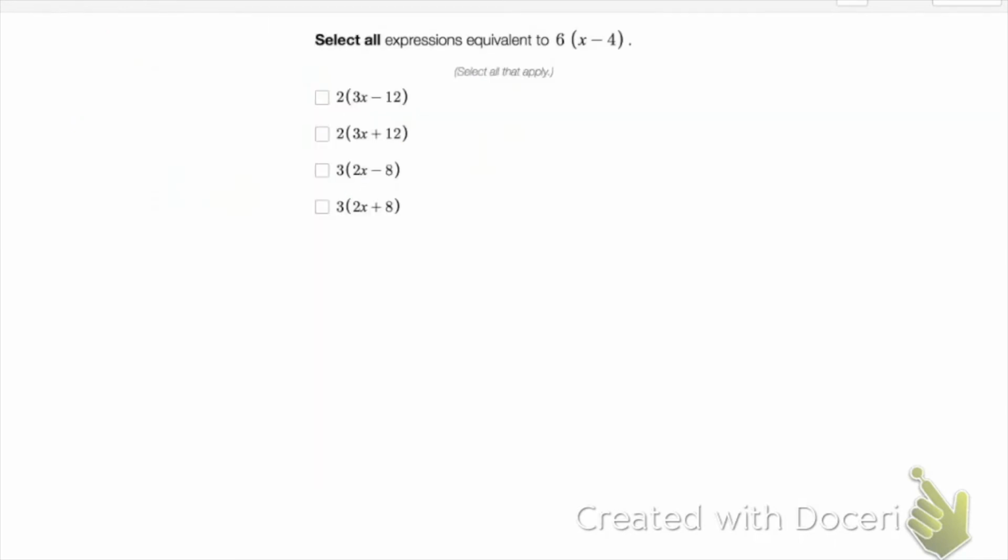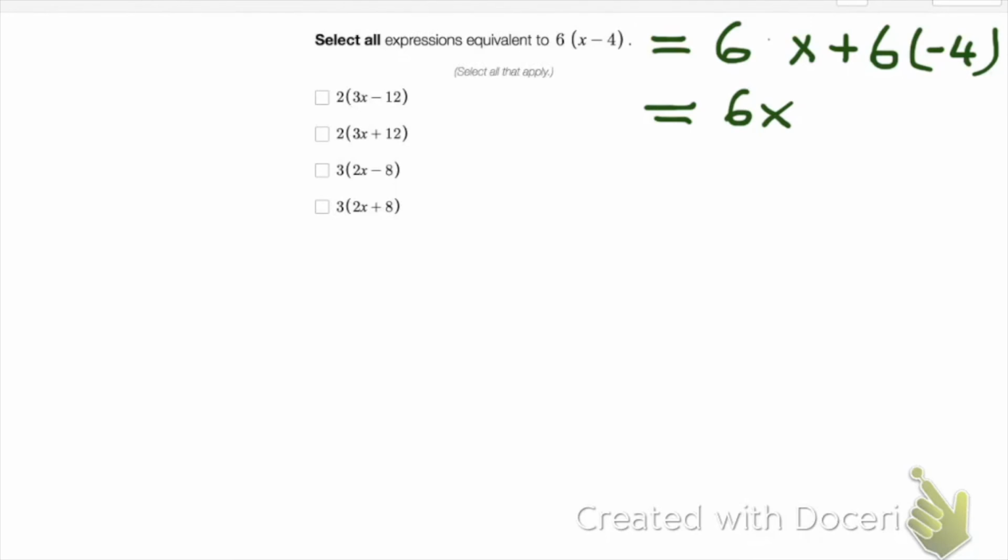Alright, this is the state question. They give you 6 times x minus 4. First of all, you need to simplify it. 6 times x minus 4 is going to be 6 times x plus 6 times negative 4, right? So 6 times x is 6x, and 6 times negative 4 is negative 24. Are you with me? Now we need to go through all the answers and find the matching one.